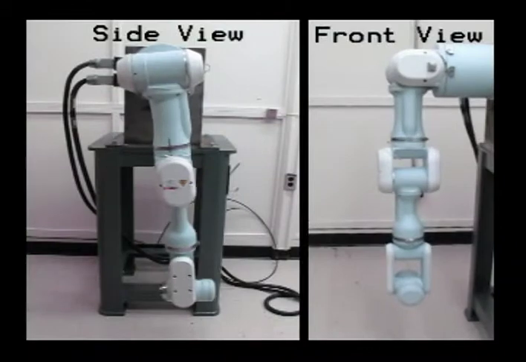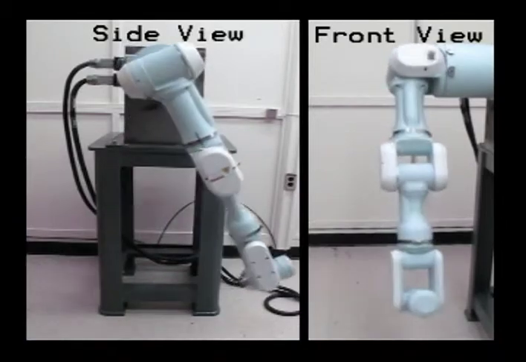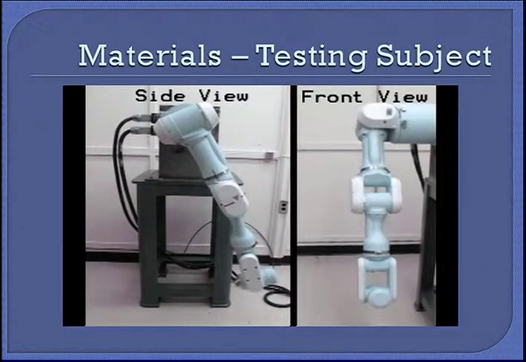In this video, the robot is seen simulating 3 complete gait cycles. The robot has completed 1 gait cycle, 2 gait cycles, and the simulation is complete.